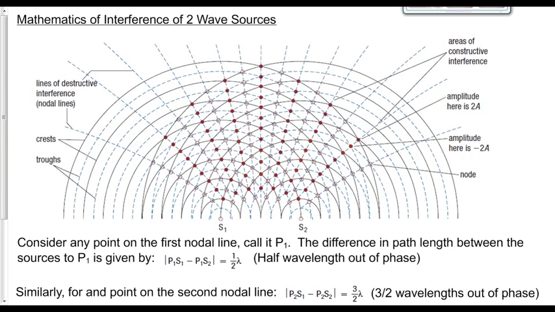Okay, so let's try and go through what's actually happening here in terms of the math. The first thing we want to do is consider the first nodal line. These open circles where the water isn't going up and down are the nodal line, and we're going to pick any point on the first nodal line and call it P1. The first nodal line would be like this guy right here. So here's our first line.